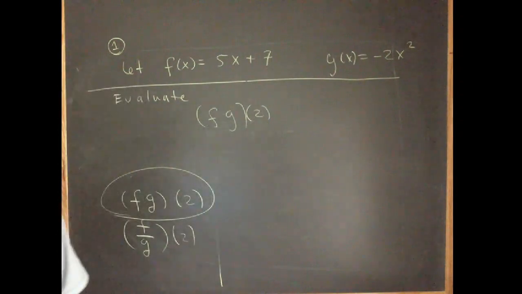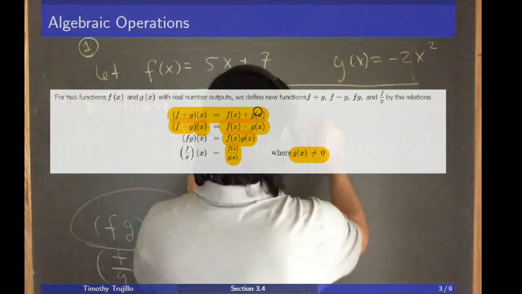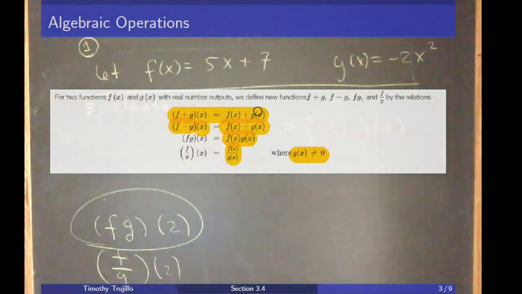So let's go back and use the definition now. What does it really mean? Well, it means you plug in the 2 into f, and you plug in the 2 into g, and you multiply them together, right? So that's this formula here.